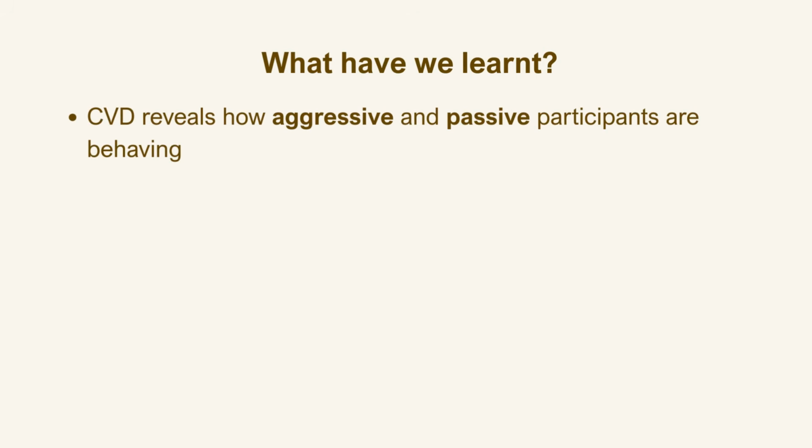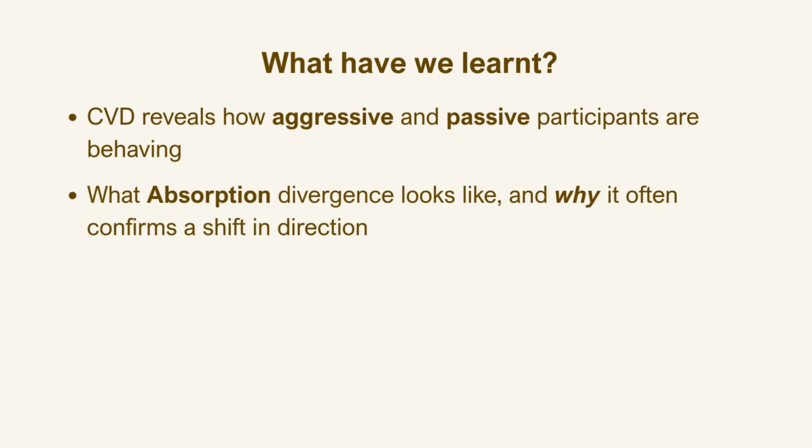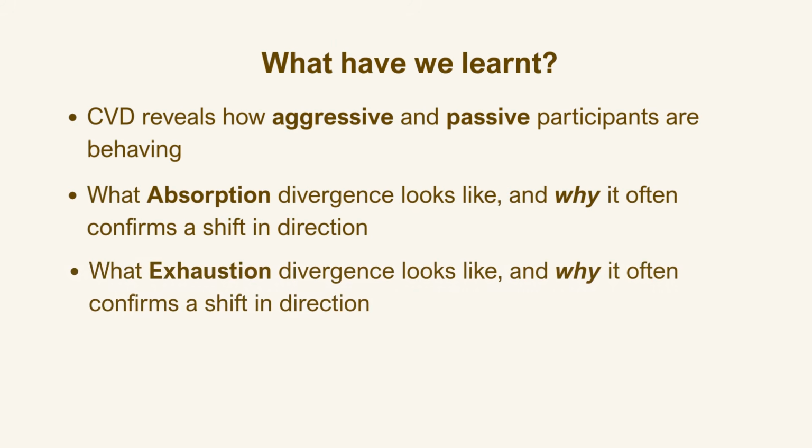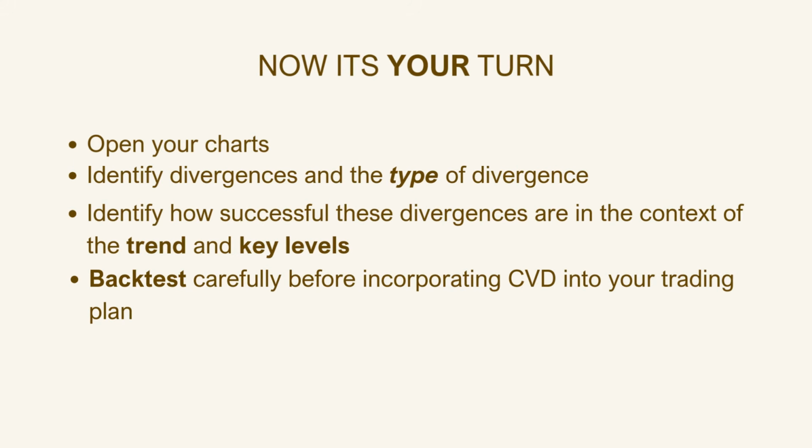This video introduced the core concepts behind cumulative volume delta and demonstrated how it reveals the interaction between aggressive and passive market participants. It also outlined the two primary forms of CVD divergence, absorption and exhaustion, and showed how each can provide insight into potential shifts in market direction. The next step is to apply this knowledge, open your charts and study these divergences across different sessions and market conditions. Backtest them carefully and always combine them with additional confluences before incorporating them into a live trading plan.